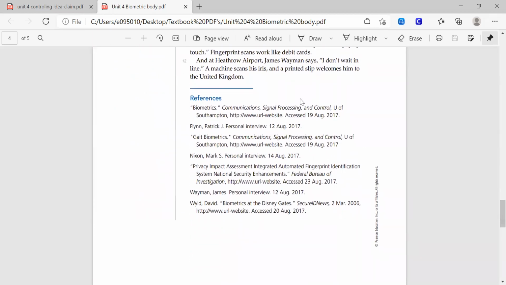We have our list of references down here at the bottom. These would be considered credible sources. We get some websites that were accessed. Remember, they give us a date of access. They reference a personal interview, another website, another interview. Looks like some more websites and interviews. So these are all our credible sources for the article that we just looked at.